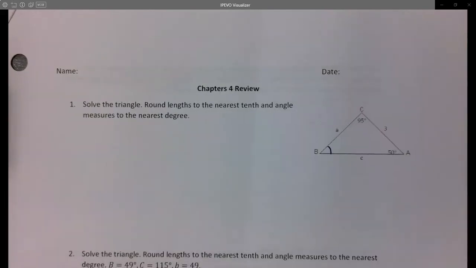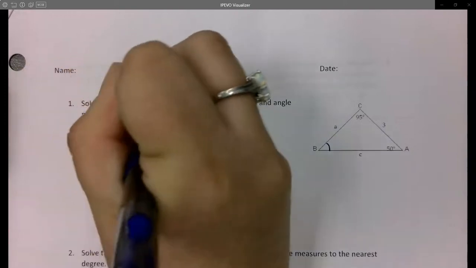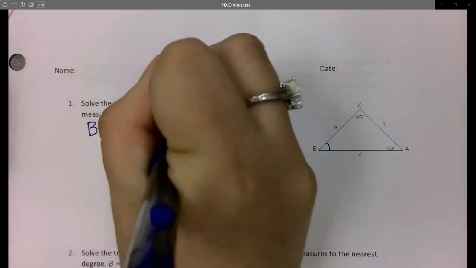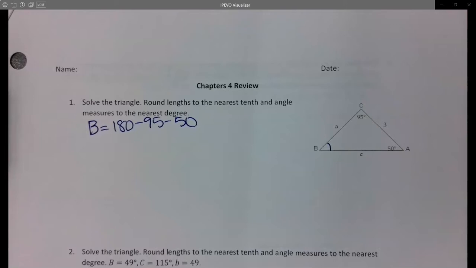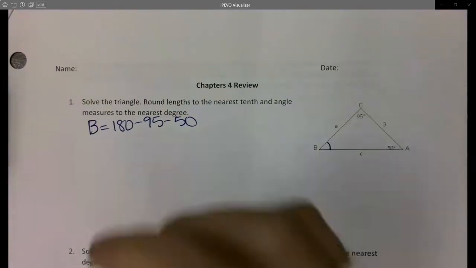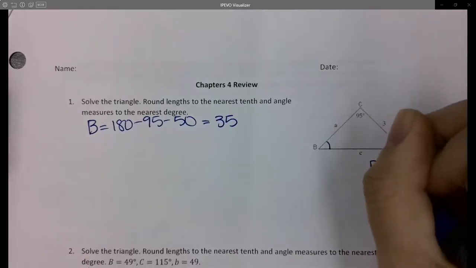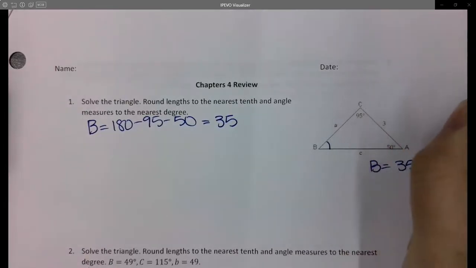I'm solving for B because I have my other two angles. This is going to be 180 minus 95 minus 50. And then I would do this on my calculator to get 35 degrees. So on this review, I am going to write my answers off to the side.